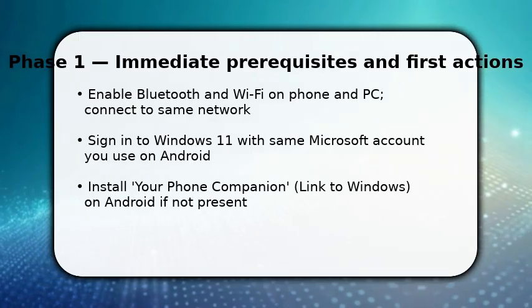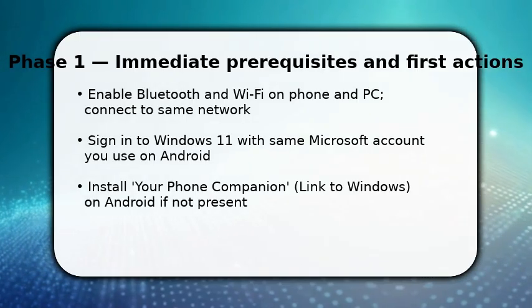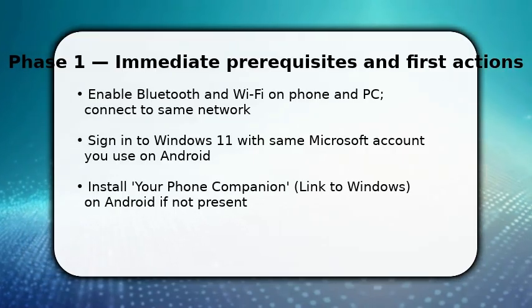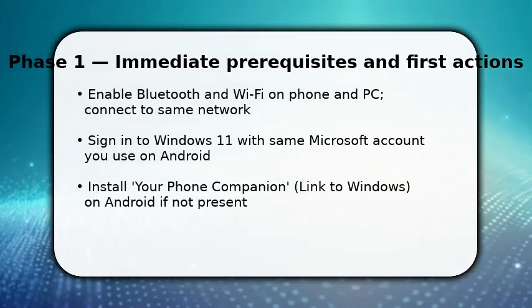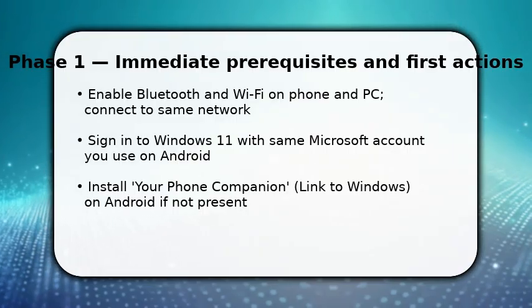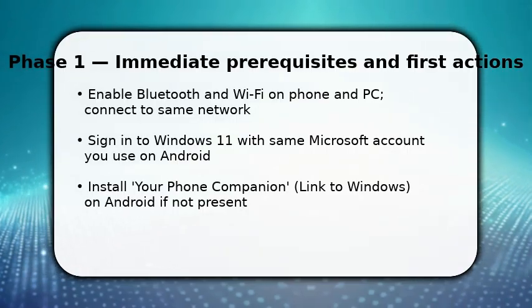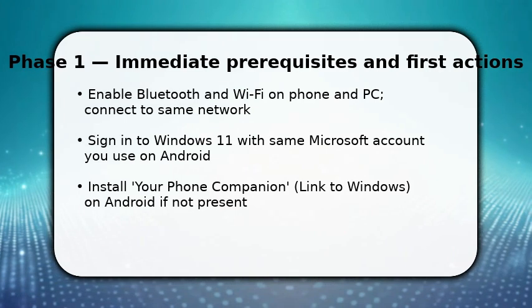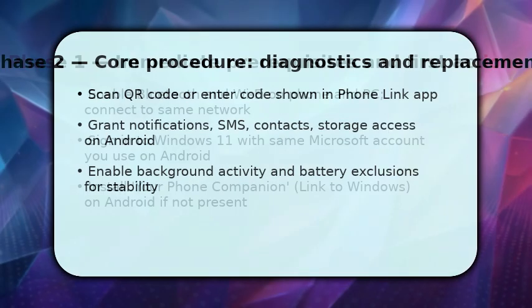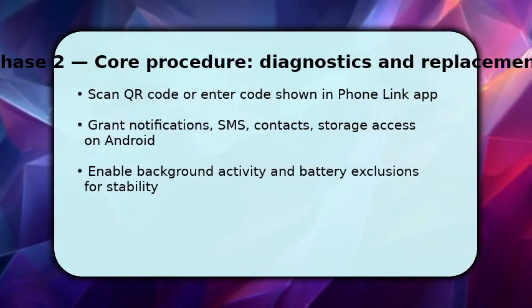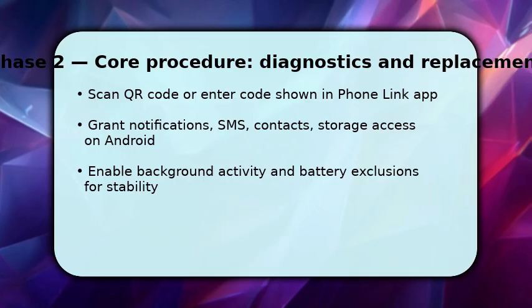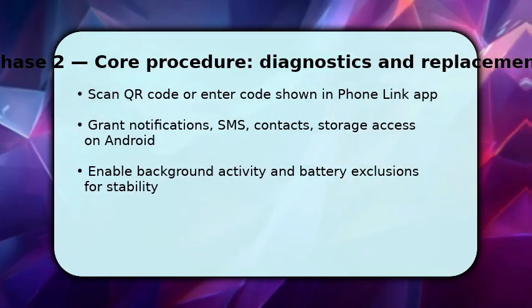Next, install or open the Your Phone Companion app on your Android device, then open the Phone Link app on Windows. Once done, choose Add Device and follow the simple prompts. This initiates a secure pairing process between phone and PC. Once the initial connection starts, the Phone Link app will show a QR code or a numeric code. Scan or enter it on your phone.